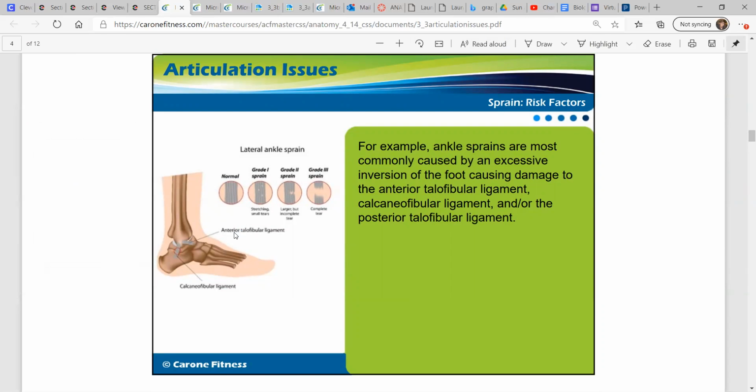For example, ankle sprains are most commonly caused by an excessive inversion of the foot, causing damage to the anterior talofibular ligament, the calcaneofibular ligament, and or the posterior talofibular ligament.